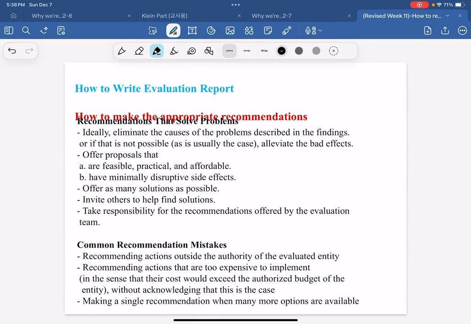Also, your recommendation should be within the law. Your recommendation should not violate the law. It's very important. Even though your recommendation is very effective, if the recommendation violates the legal status, the rules, laws, this is useless and cannot be applied.